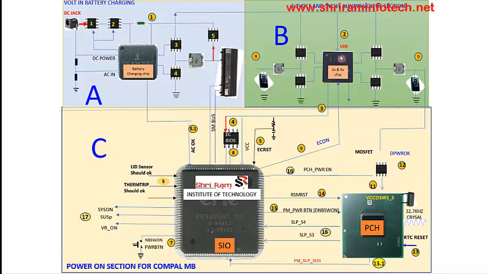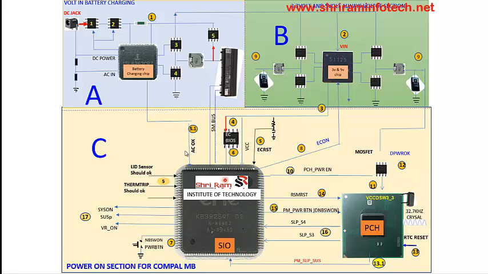This section generates a 3 volt, and this 3 volt is given to the SIO as well as to the PCH and BIOS. Then after the power button, they coordinate all the signals. There are certain protocols. They send one signal, receive another signal, and after that the laptop is turned on.